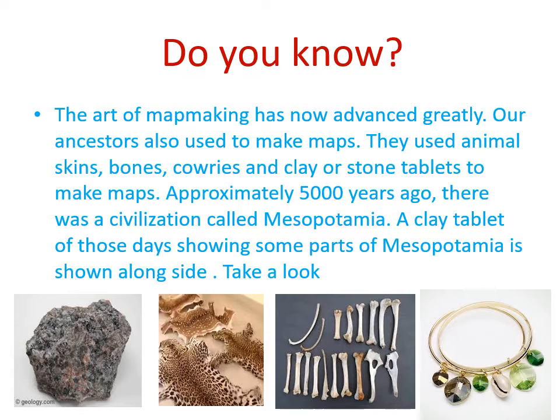Now, these were the things that they used during those times. The pictures shown on the slide are the things these people used to draw a map. A clay tablet of those days showing some parts of Mesopotamia is shown alongside. These things were used during the region of Mesopotamia, a kind of civilization.